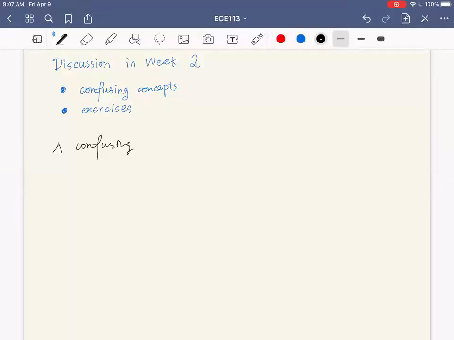So we are going to cover only one thing in confusing concepts. That is, when we say an LTI system is causal, equivalently, we say that its impulse response is 0 when n is smaller than 0. And we did not discuss it in great detail during the lecture. Does anyone know the reason behind it?